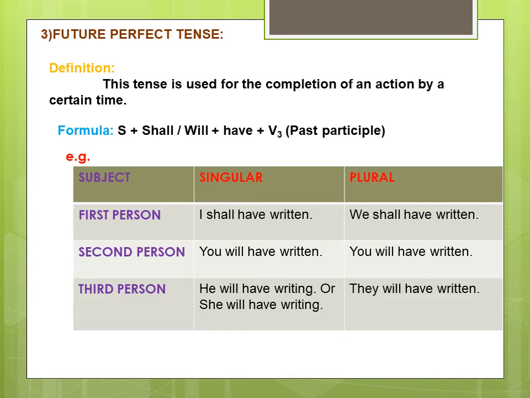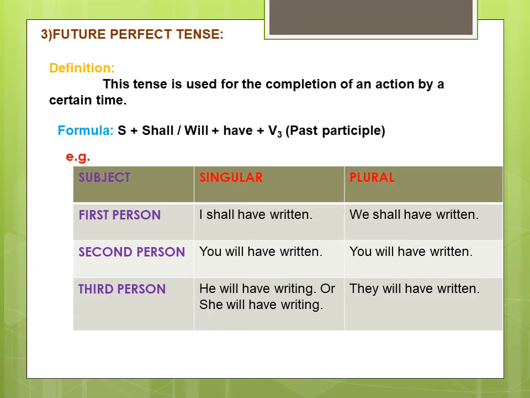There are three columns showing us subject: first person, second person, third person. In the singular column, the first sentence is "I shall have written." Here, I is the subject, plus shall, and have is really necessary because this is an example of the future perfect tense. Written is the past participle form of the verb.